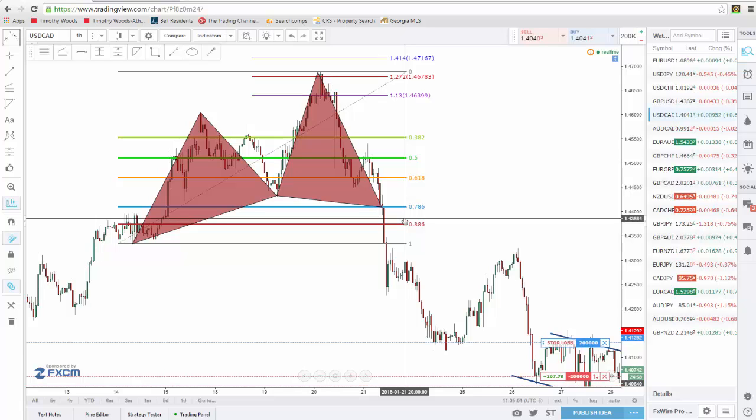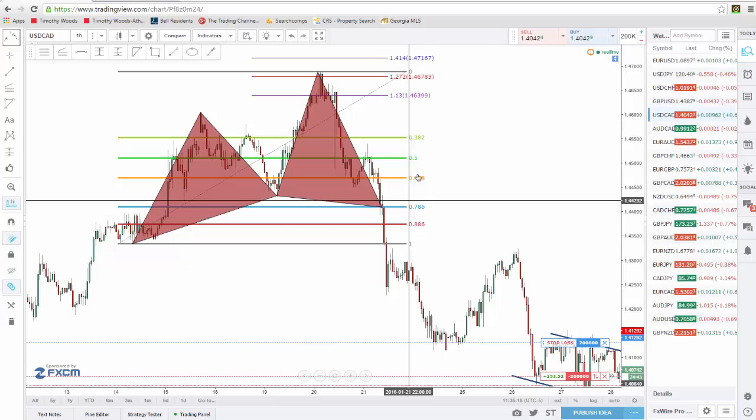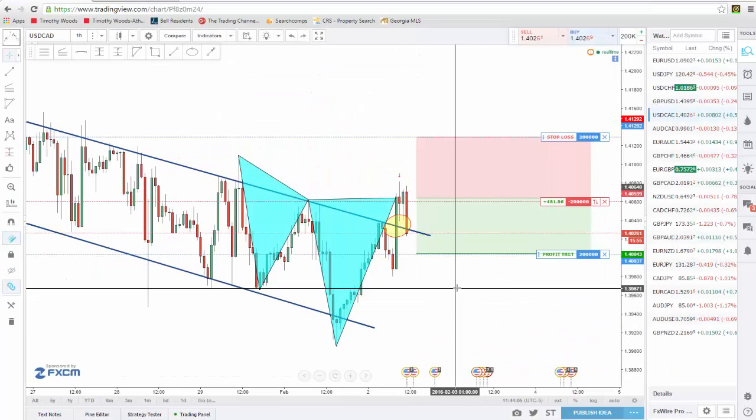There's a reason that patterns are only 50, 60, 70% profitable. It's because 20, 30, and 40% of the time they lose. You are going to have losses. That's why risk management is so important. Keep that in mind.